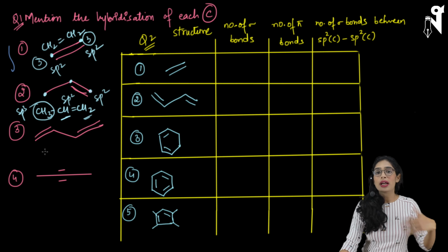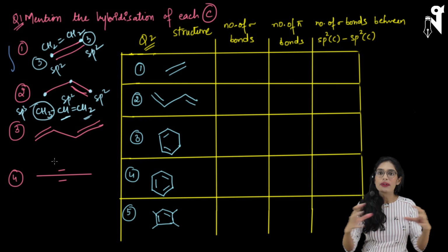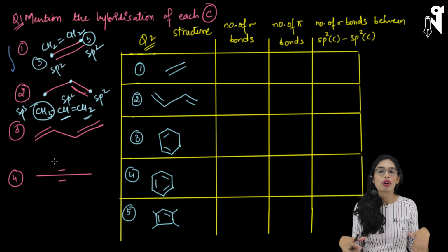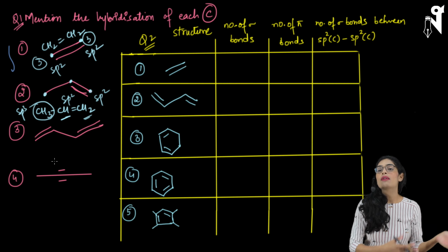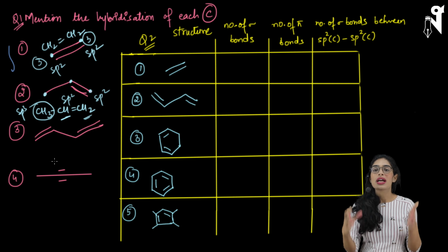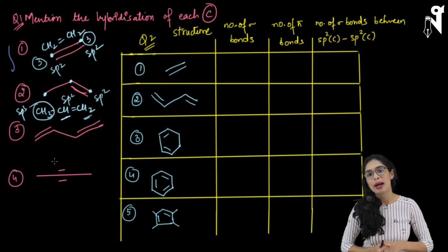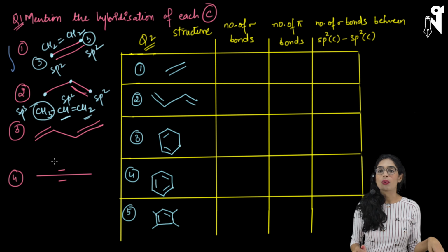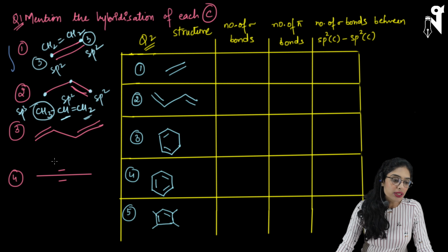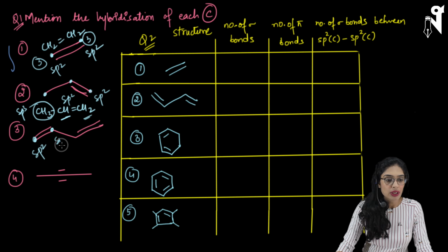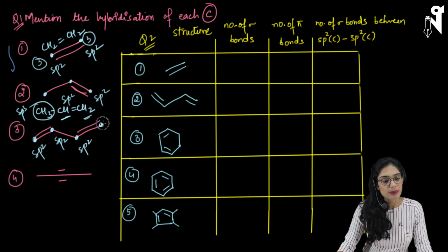Now another question. I'm not solving it, I'm not writing it in the expanded form. I hope you would know how to resolve a bond line structure into the normal structure, and I'm directly writing the hybridization. Cross check it with the ones which you have solved. So in this case the hybridization would be sp2. Here also the hybridization is sp2, here also sp2, and here also sp2.